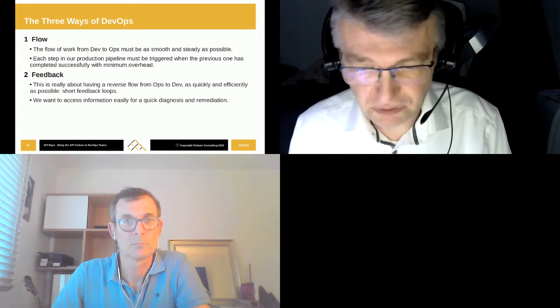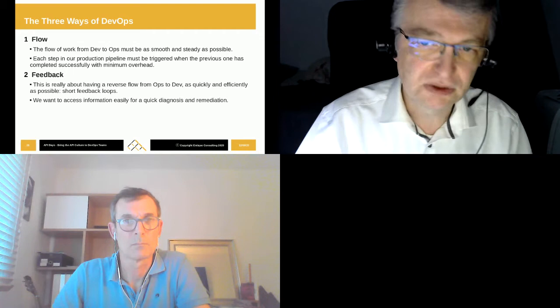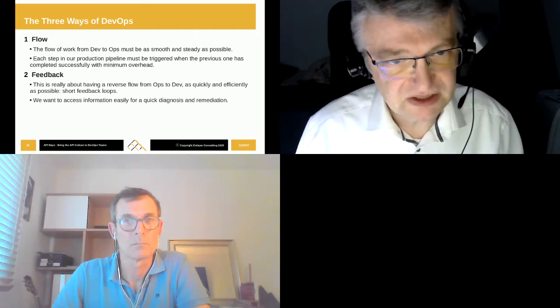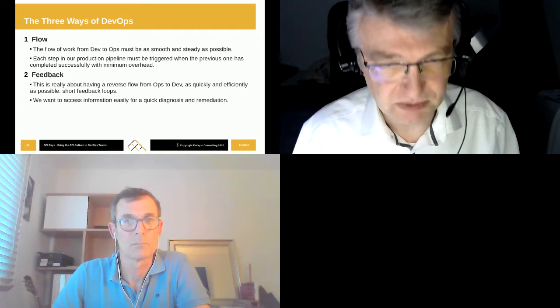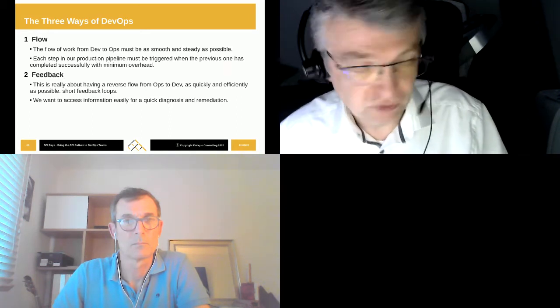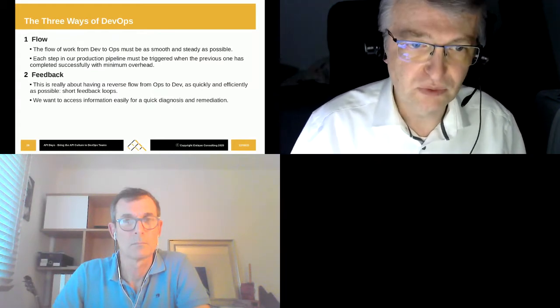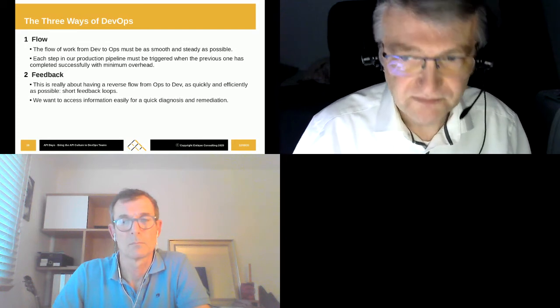The feedback is the reverse flow. So it's information that comes back from ops to dev. And we want these feedback loops to be as short as possible. Because if we have feedback, if it's good feedback, it's good to know. If it's bad feedback, it's probably something we want to act upon. And so we want this information quickly for diagnosis and for remediation.